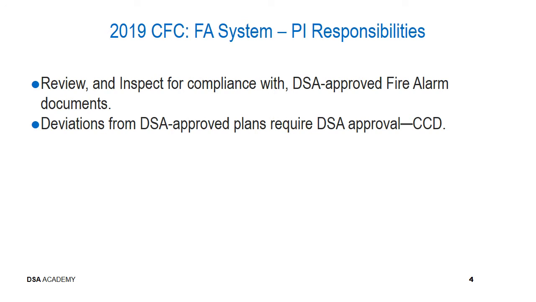NFPA 72, Section 14.4.1.1 directs that all new systems shall be inspected and tested in accordance with the requirements of Chapter 14. The AHJ, which is DSA, needs to be notified prior to the initial acceptance test. When initiating devices, notification appliances, or control relays are added, these shall also be functionally tested.